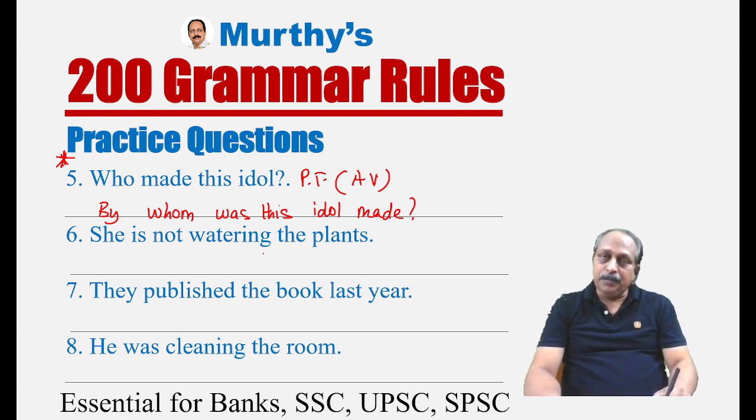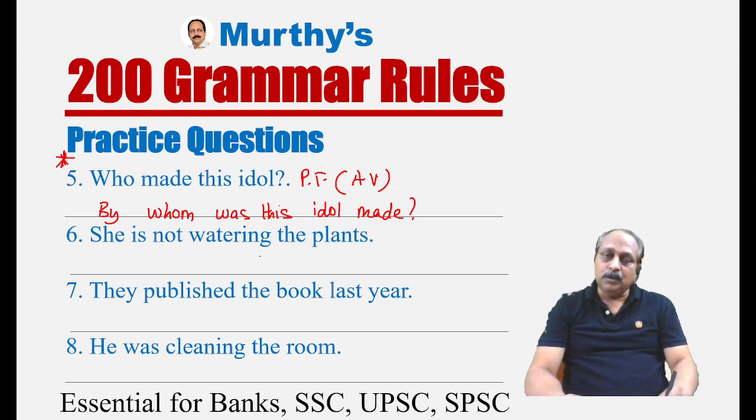Common error: a lot of people tend to say, by whom this idol was made. You cannot use the affirmative form. It should be interrogative. By whom was this idol made? If you say by whom this idol was made, that is affirmative, not correct. Here it is a question, interrogative. In passive voice also it should be in interrogative form. By whom was this idol made? Another example, who taught you English? By whom were you taught English? Not by whom you were taught English, which is a common error. By whom were you taught? By whom was this idol made?